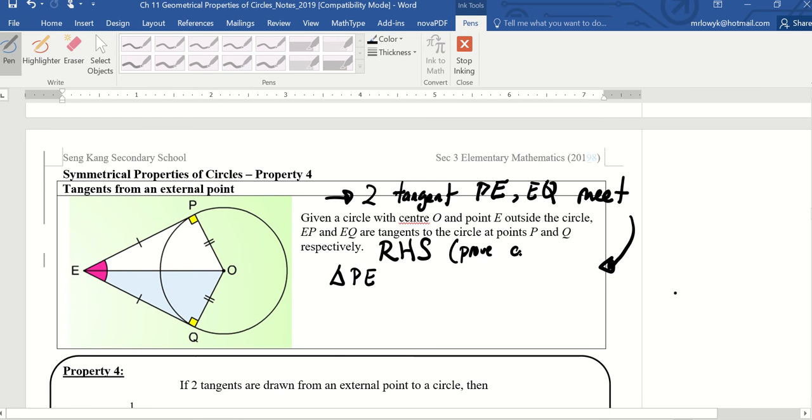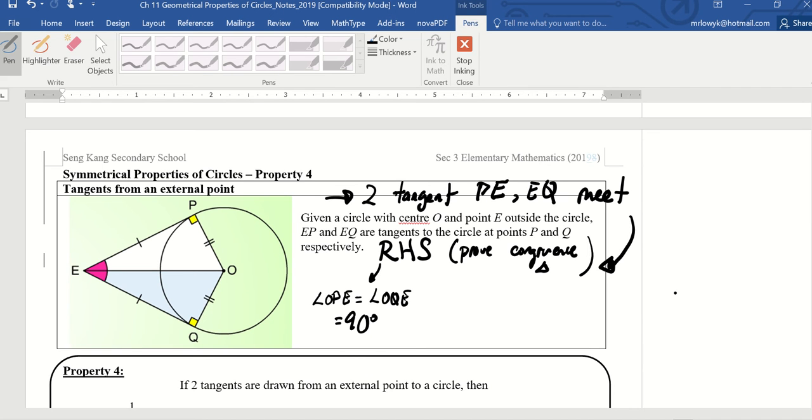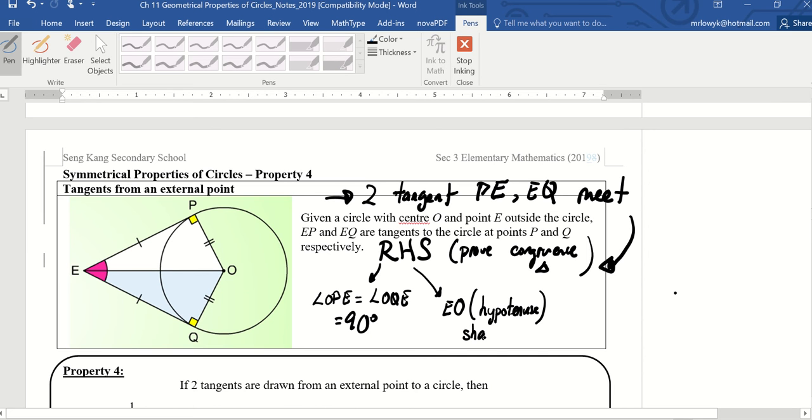Now listen. Angle OPE equals angle OQE equals 90. This is the right angle. R stands for right angle, not right hand side. H is the hypotenuse. EO is the hypotenuse, and it is the shared hypotenuse. It is common between the two triangles. H is not hand, H is hypotenuse. S is the side. PO equals OQ equals radius. So do you see the RHS now?